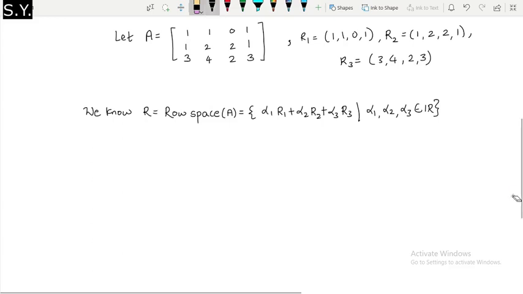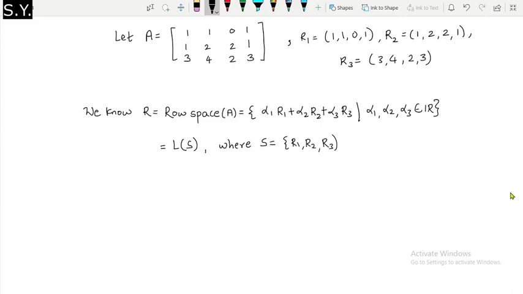So this set is the linear span of S, where S contains these 3 rows, R1, R2 and R3, and I am going to call it sum 1. Now let us check whether this S is linearly independent or not. If this set is linearly independent, then S is a basis and therefore the row rank will be 3.